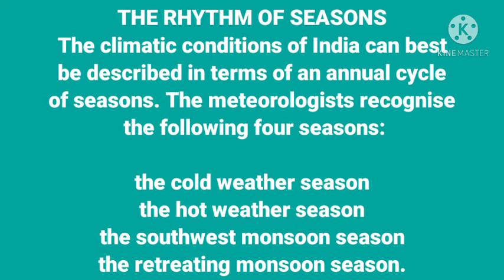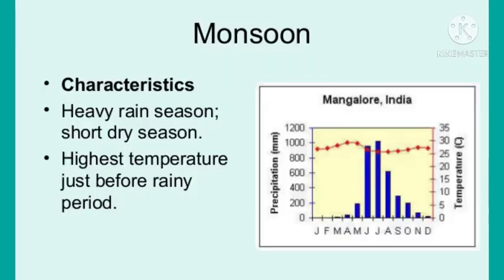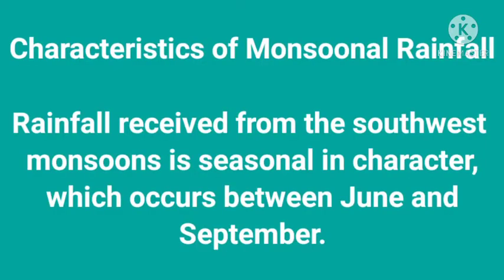That we have already discussed. But the monsoon rainfall also has its own characteristics. So let's see what the characteristics of the monsoon rainfall are. The rainfall received from the southwest monsoon is seasonal in character, which occurs between June and September.